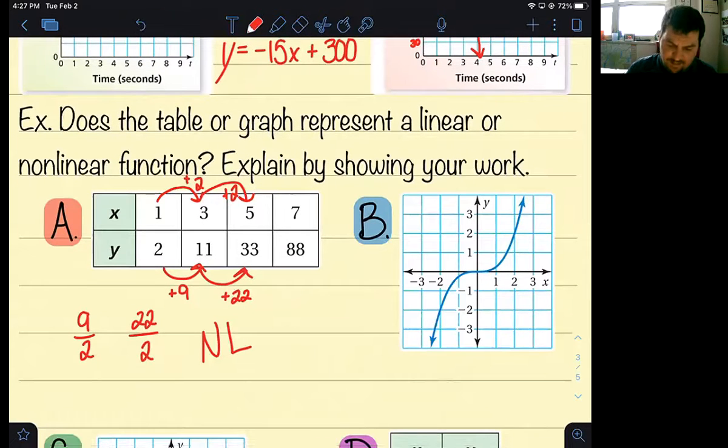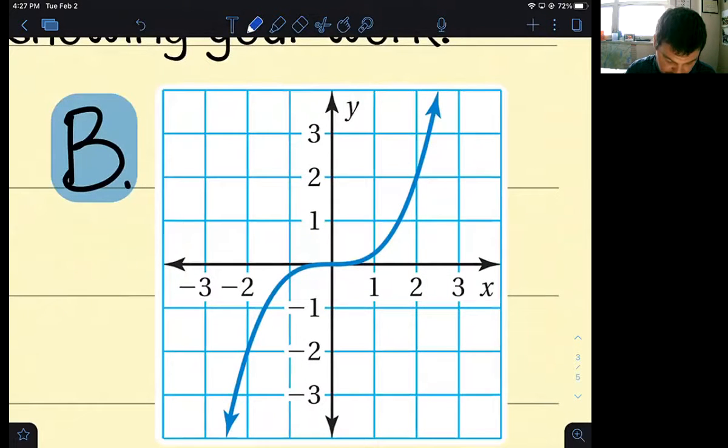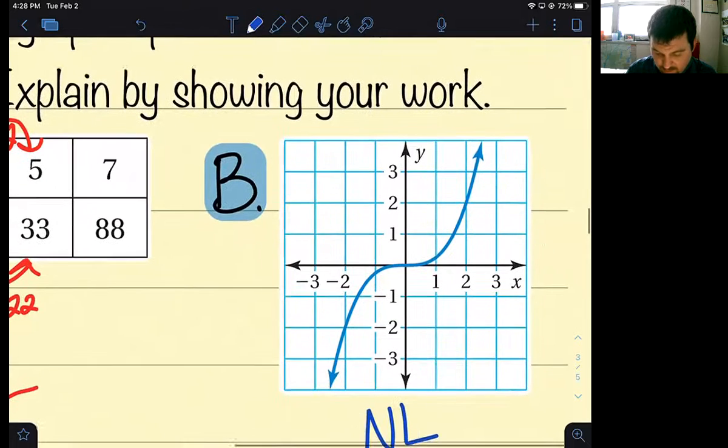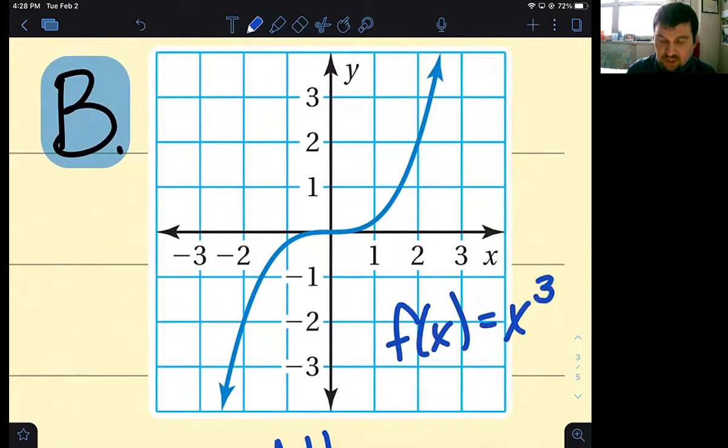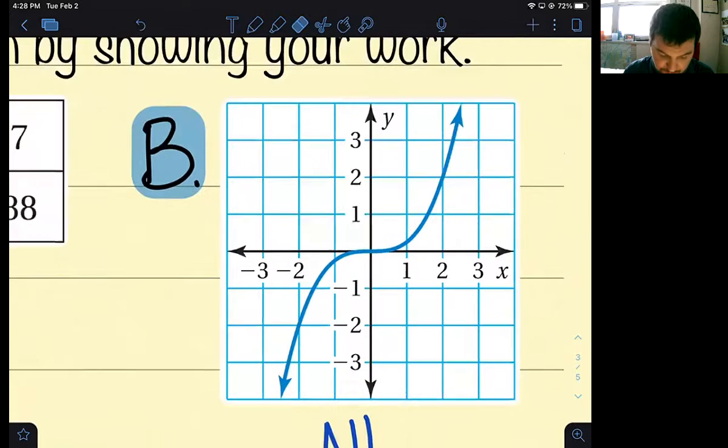This is nonlinear. Example B, I don't need to show any work for this one. You can tell it's nonlinear by the way that it curves, right? This is actually the function, I believe... I'm not sure exactly what function this is, but it looks similar to a function that looks like this. The x cubed function has the same shape. My guess is that they've got a number in front of that term, and I'm just trying to figure out what they've scaled it by. But it's got the general shape of a cubic function.